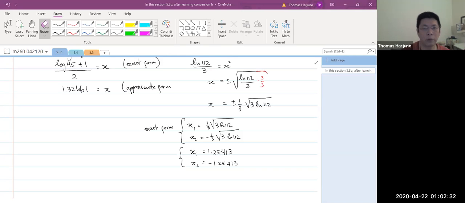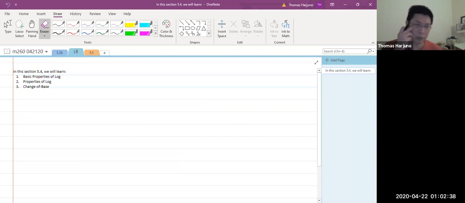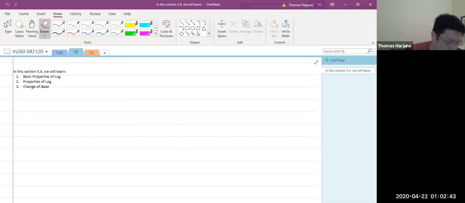Okay, let's continue. We will go on to 5.4. In 5.4, we will learn properties of logs. There are 3 groups that we want to learn. Group 1, the basic properties. Second, the properties of log. And then the last one, the change of base formula. Now, change of base formula is especially used to help us compute using a calculator. But let's focus on the basic properties first, and then do the examples later on.